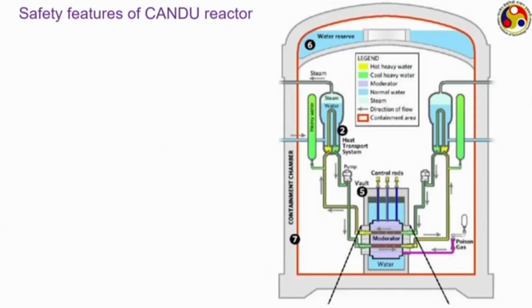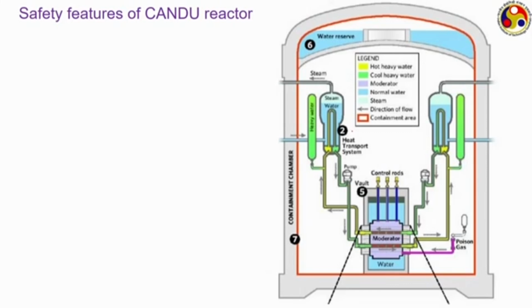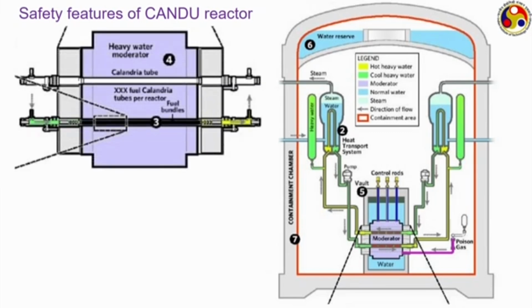CANDU reactor, I hope you remember the name, Canadian deuterium uranium, and most of the PHWRs in India are of CANDU type. So, the CANDU reactor has several essential design features or safety features, like this heat transport system. Under any situation, this heat transport system will provide heat removal, thereby it can also remove the decay heat if required. Then this is a zoomed view of this particular portion.